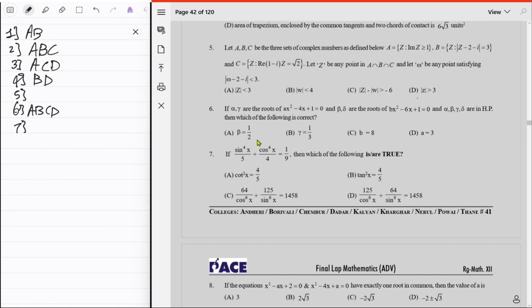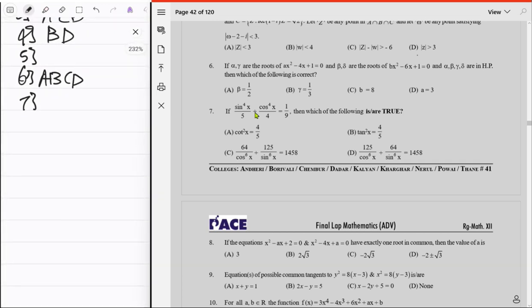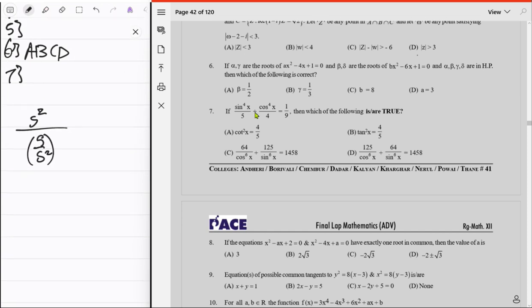Seventh is: if sine power 4 upon 5 plus cosine power 4 upon 4 equal to 1 upon 9, so the following is or true. Okay, looks like I've seen this somewhere. So ये ऐसा हो जाएगा कि harmonic mean, I know. Sine squared times, yeah, I understood this. Sine square plus cosine square is this thing, right? Sine square upon 5 upon sine square plus cosine square upon 4 upon sine square. Guess that's the thing.